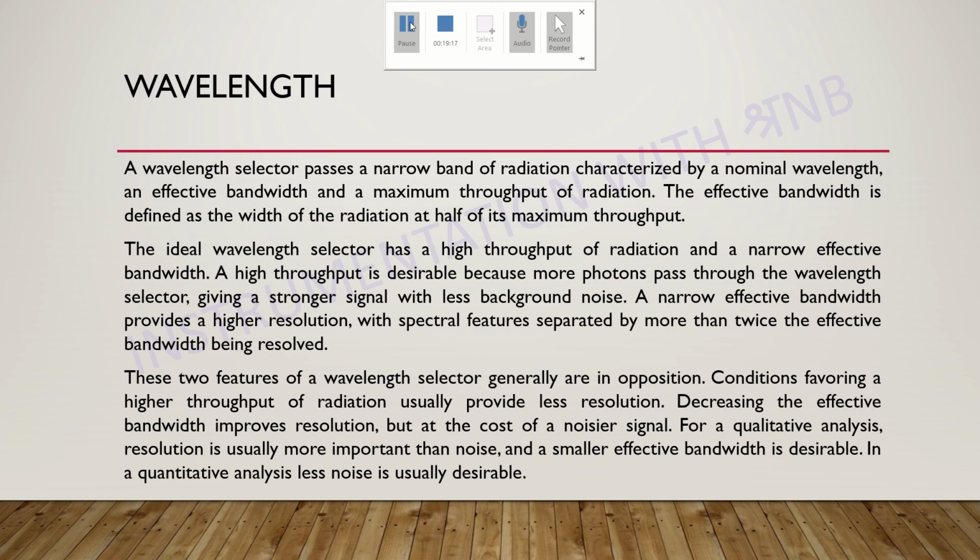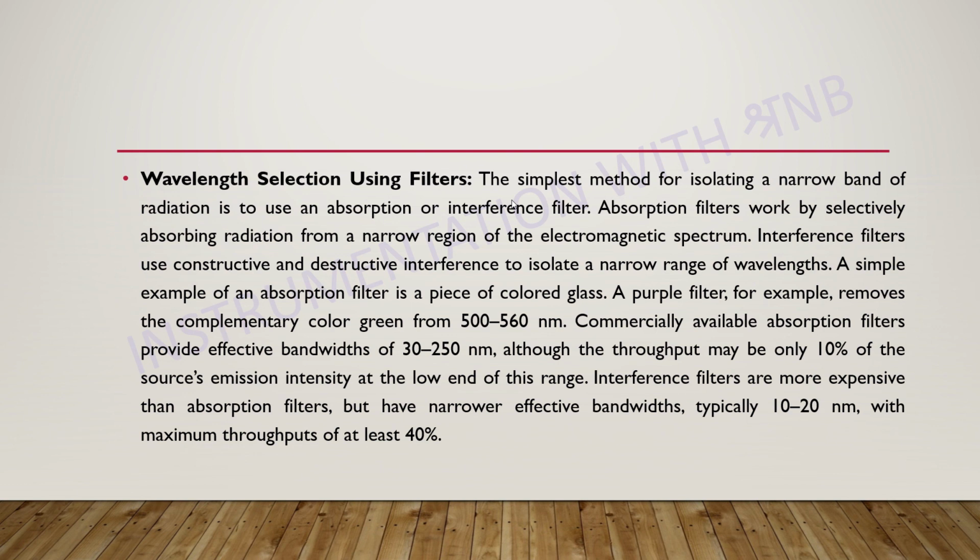Decreasing the effective bandwidth improves resolution, but at the cost of a noisier signal. So for a qualitative analysis, resolution is usually more important than noise and a smaller effective bandwidth is desirable. In a quantitative analysis, less noise is usually desirable. So that is why we have to choose wavelength using filters. The simplest method for isolating a narrow band of radiation is to use an absorption or interference filter.